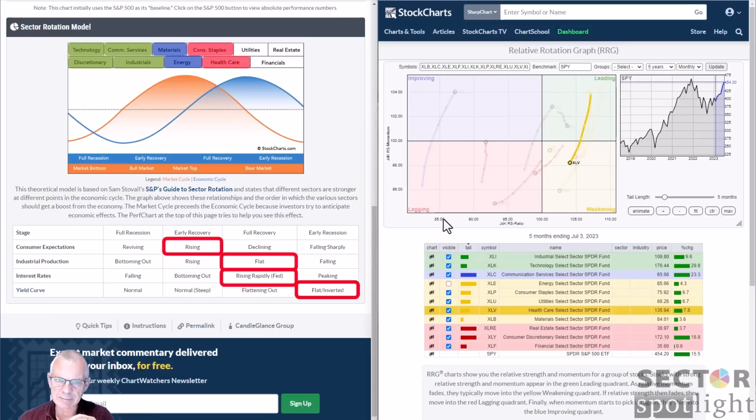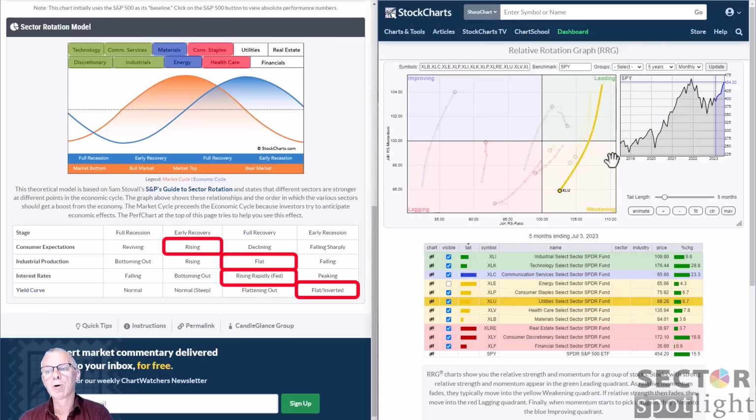And then we have utilities, same story, even a longer tail. You see how that long tail of utilities is going opposite of communication services. Very nice pair trade, by the way, long-term pair trade. And you see how utilities is moving rapidly towards the lagging quadrant. So that's also a relative downtrend versus the S&P 500.